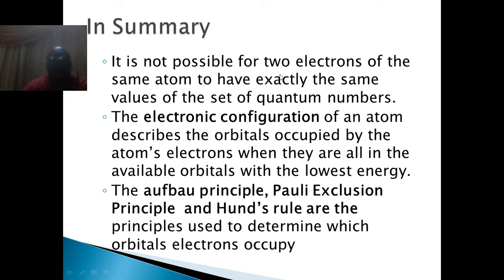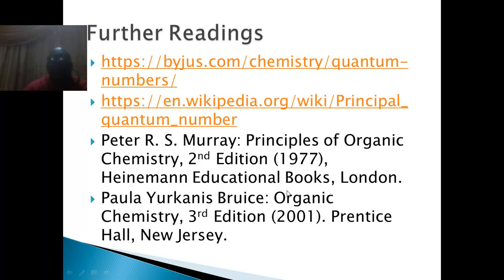It is not possible for two electrons of the same atom to have exactly the same values of the set of quantum numbers. The electronic configuration of an atom describes the orbitals occupied by the atom's electrons when they are all in the available orbitals with the lowest energy. The Aufbau principle, Pauli exclusion principle, and Hund's rule are the principles used to determine which orbitals electrons occupy.